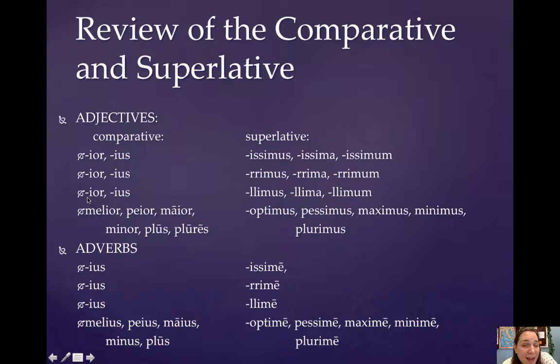For the special -lis adjectives, the 6 that were presented in this video, you form the comparative normally, and then you double your L: -limus, -lima, -limum. And then you also learned the irregular comparatives and superlatives. The same can be said for the adverbs. You form adverbs by using the neuter nominative singular ending of the adjective. For the superlative, you add a long E ending on the end of -issimus, so it's -issime, -rime, -lime. And then again, you have your irregular comparative and superlative adverbs here at the bottom.